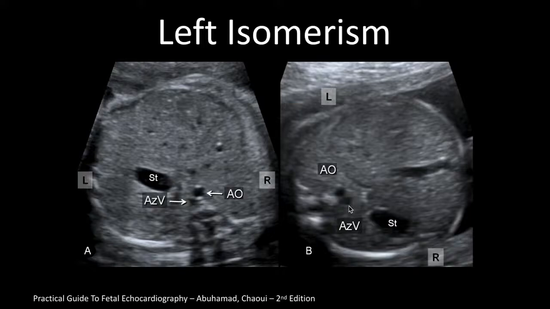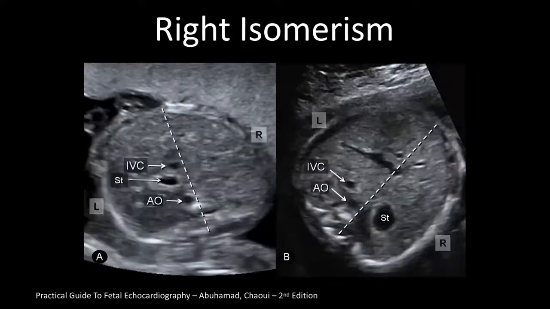Here you see it almost the same size as the aorta. Whereas in right isomerism, as you see here, again, stomach on the left side here, stomach on the right side, there's two separate fetuses with right isomerism, but the IVC and the aorta tend to be on the same side, typically the left side, and as you see right here.